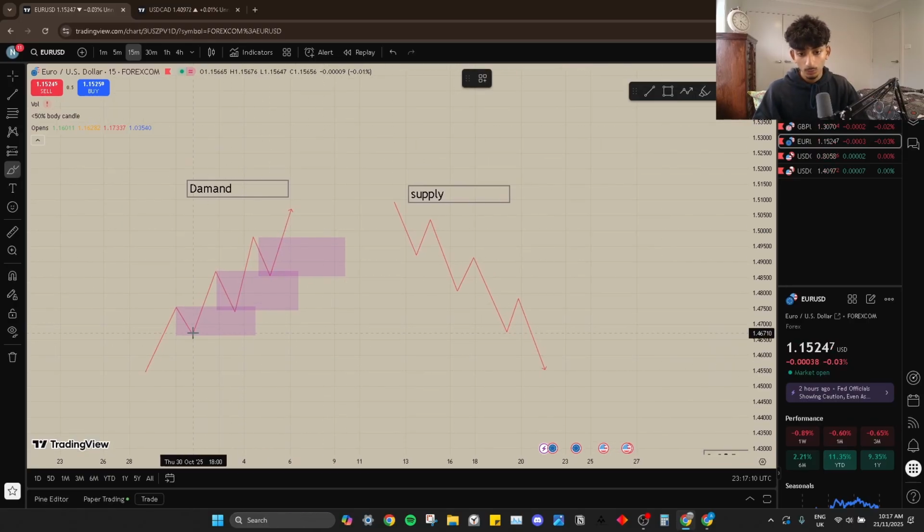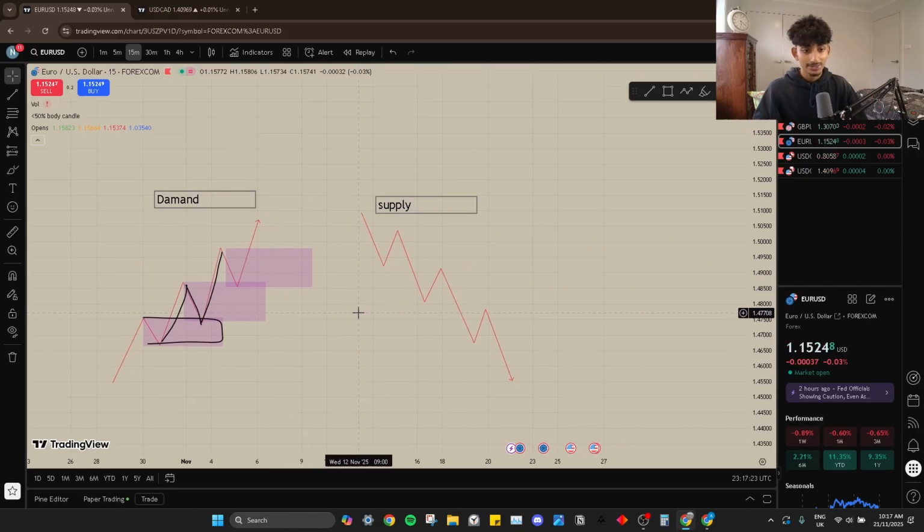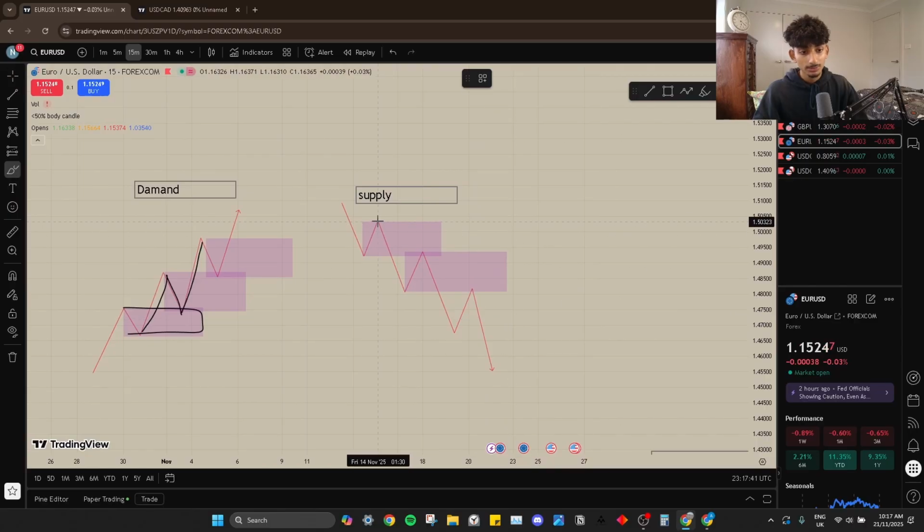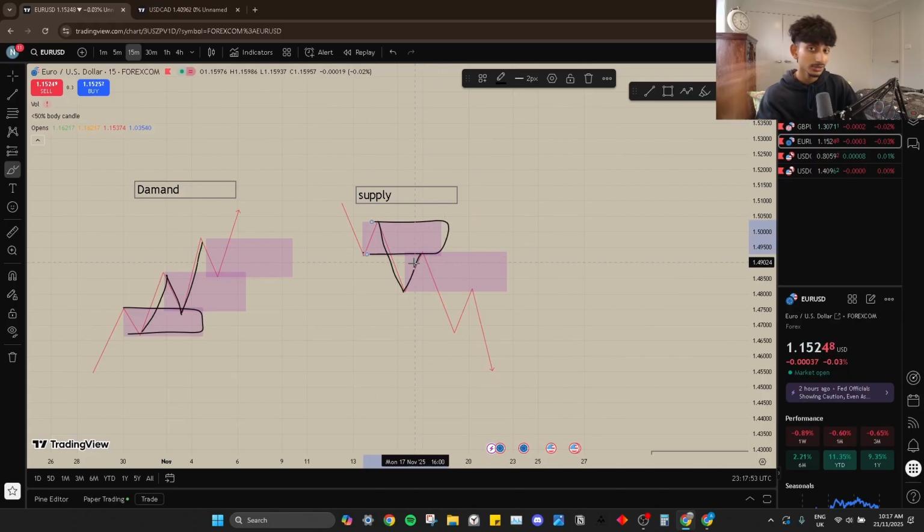Notice how once the impulse phase happens, the market retraces into one of these bumps in the road, so it goes back into demand before it has its next impulsive move back towards the upside. Same thing with the downtrend. This retracement, that is supply. This retracement, that is also supply. So once the market has an impulsive phase, it then retraces back into the bump in the road, the supply zone, or you can also say it retraces back to where the previous retracement started, and then it has its next impulsive move down towards the downside.